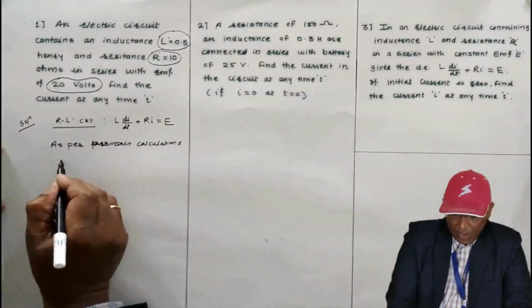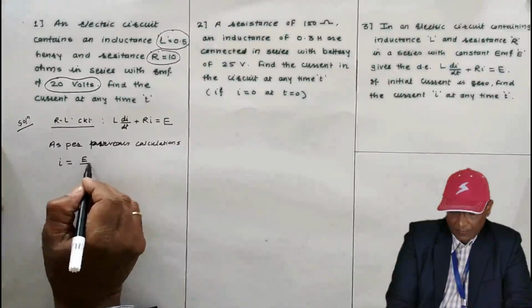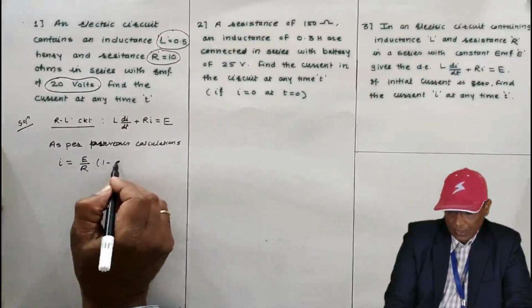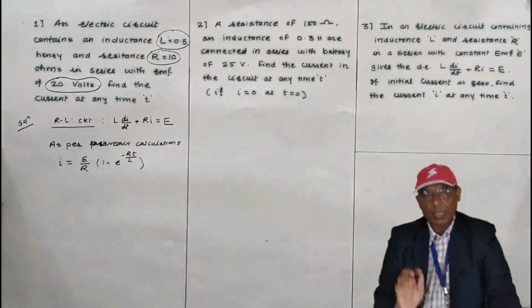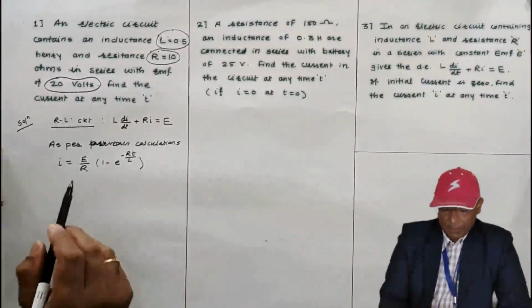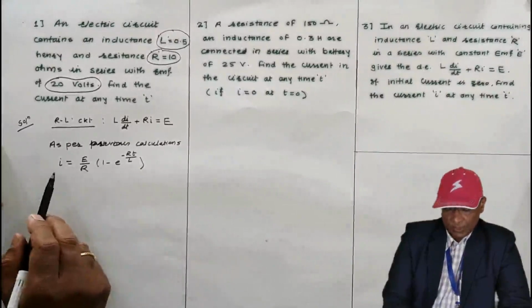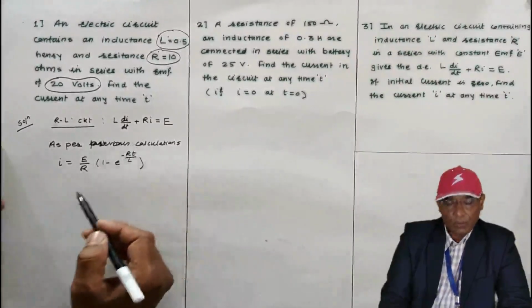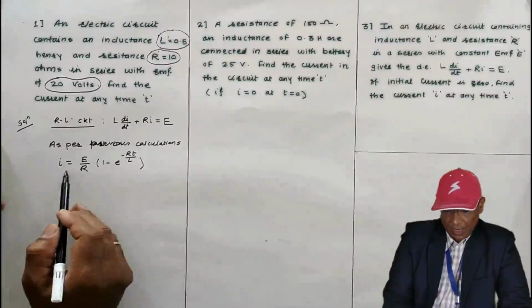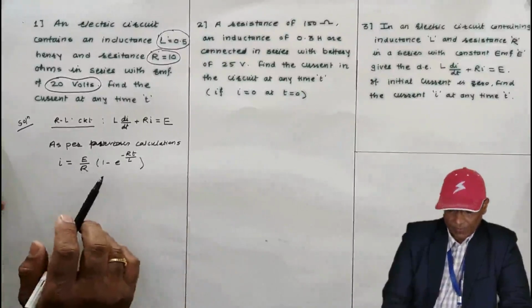So what is the value of I? I is E by R, 1 minus e to the power minus RT by L. This I have written directly. But in the examination, you have to prove it. The proof, how did I prove this? This we have discussed. But in the examination, here in order to save time, from this equation I have directly written it. But this you have to prove.